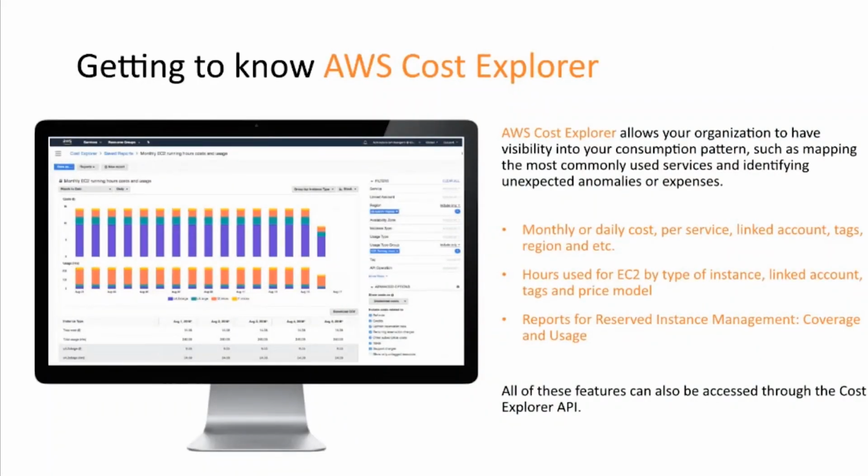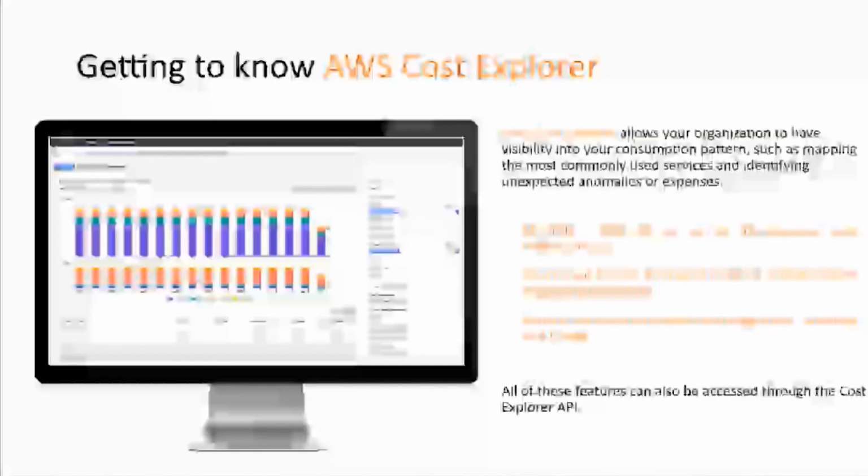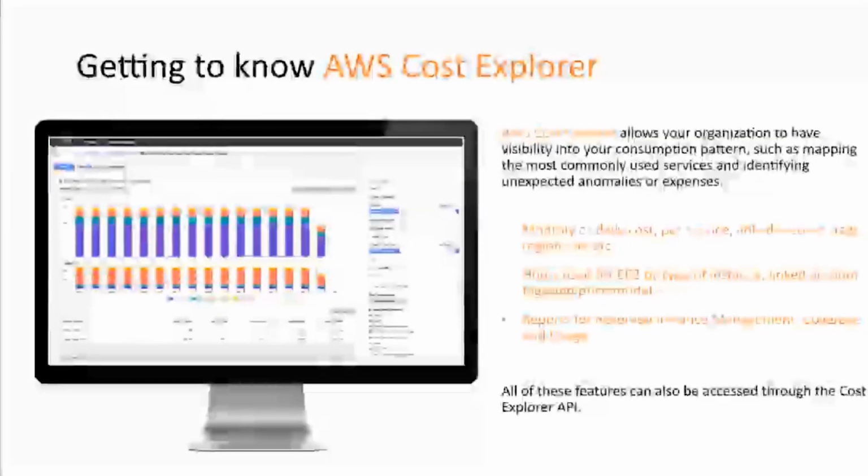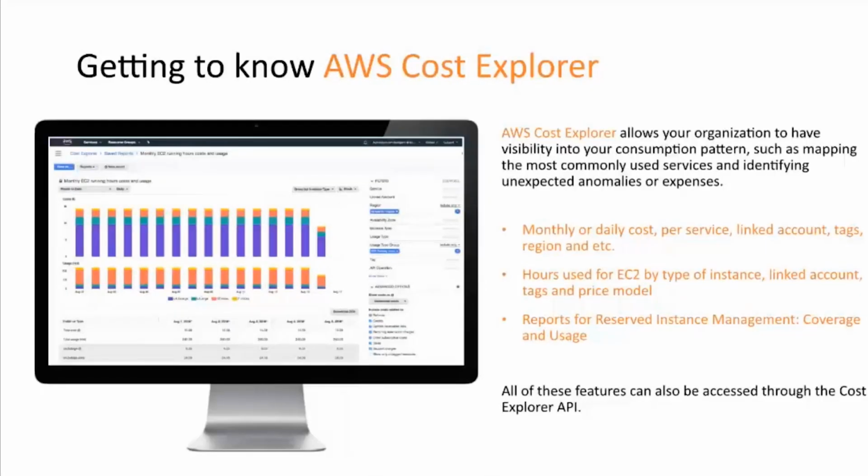So Cost Explorer. One important thing about Cost Explorer is it runs on a curve file. So even if you didn't create a curve file in your account, everything that you see on AWS is running on top of that file that we created for you. So the data that you see in there is the same that you see on the curve file, of course, but not with the same granularity.